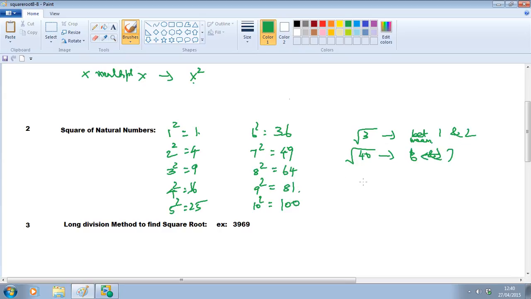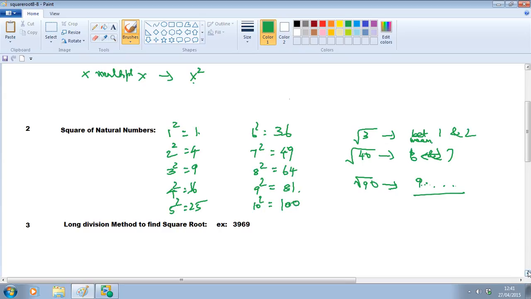What about 90? Root of 90 is somewhere in between these two, where it is 9 point something. 9 nines are 81, you have to increase a little. You have to find out. So this way also we can find the root of something. This I will again do at the end of the class.